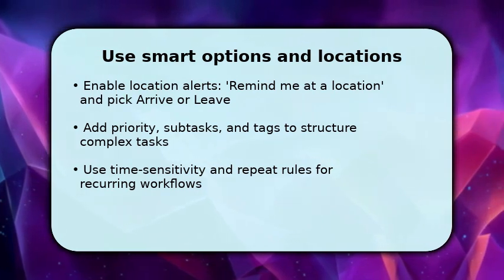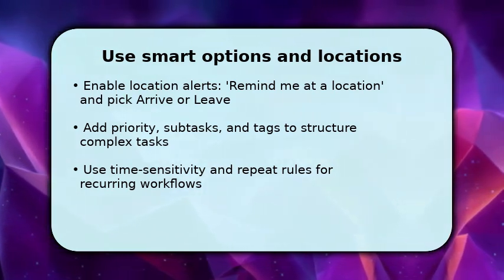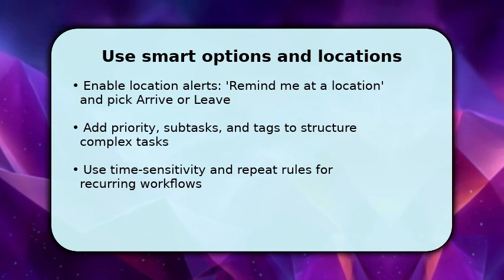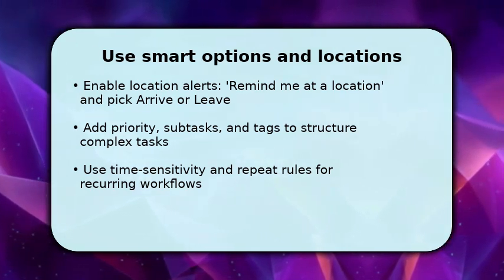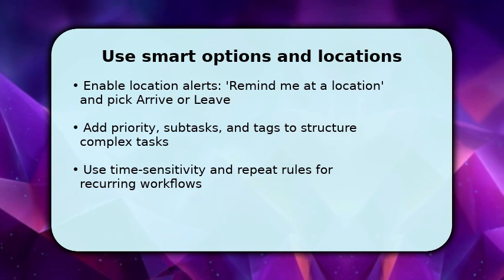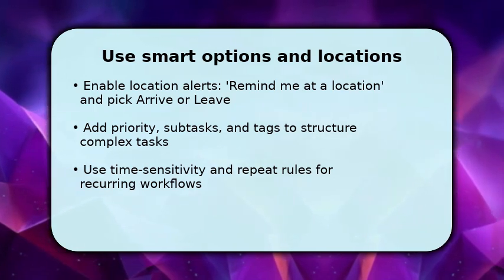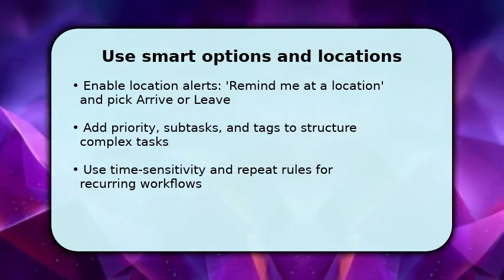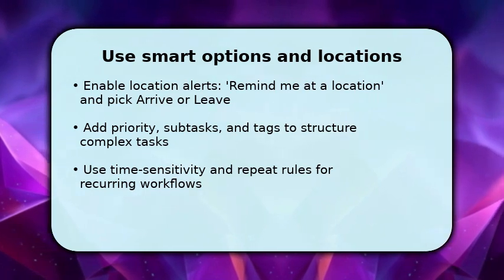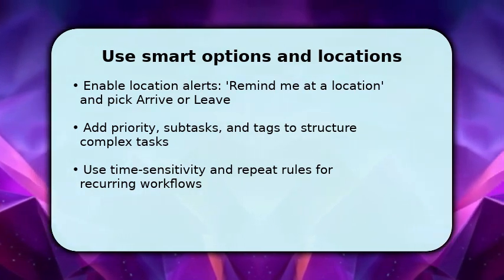Add priority levels, subtasks, and tags to break down complex jobs and make lists scannable. Make sure to set repeat rules or time-sensitive delivery for repeating duties. That keeps recurring tasks automatic. These settings reduce friction and help you act precisely when it matters most.